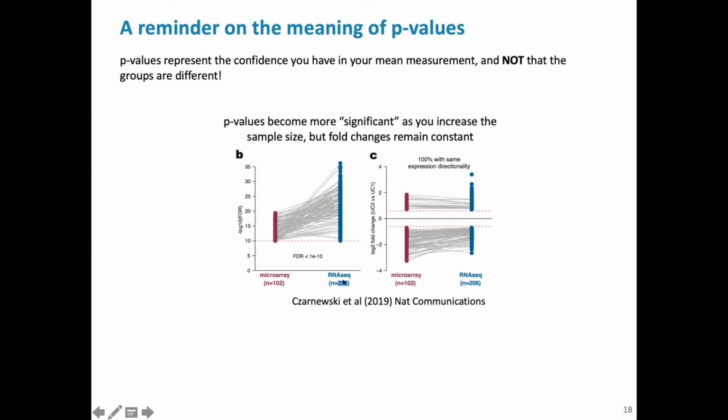We have hundreds of samples. And you can see that the p-values increase quite a lot if you have twice the amount of samples. But you can see that the fold changes do not change. They are basically flat. So the fold changes are not impacted by these differences in sample sizes, but the p-values are.